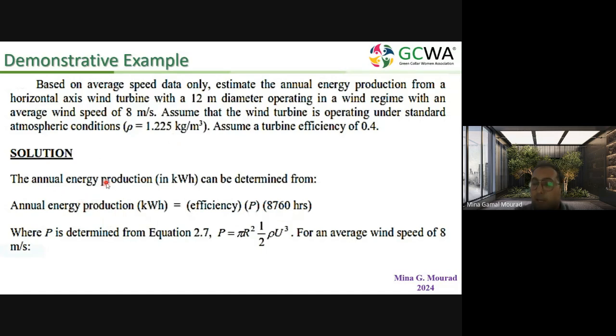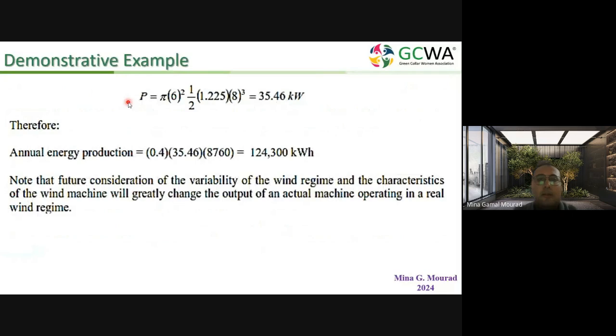But this value is calculated by considering 8 meters per second as constant all the days, all hours, all the 8,760 hours of the year, and that does not occur. So the result here is 124,300 kilowatt hours. It is the region of the energy production.